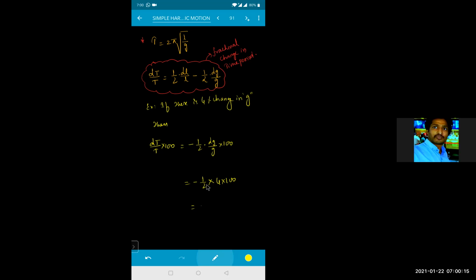So this will be equal to minus of 2. Minus indicates it is decreasing. So this will come out as 2%. So dT by T into 100 will be equal to 2%. Is it clear? Yes, sir.